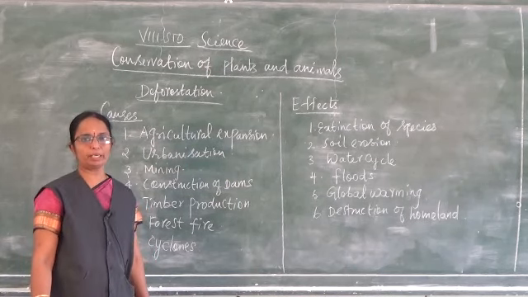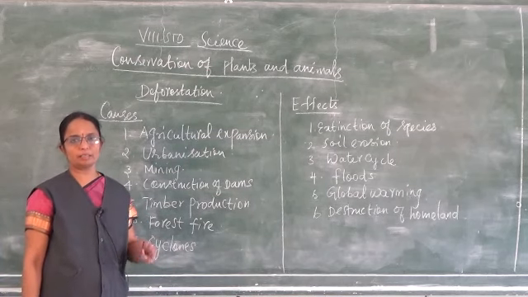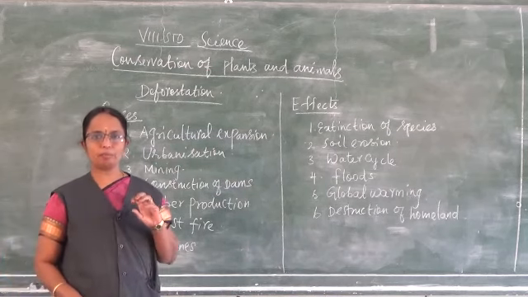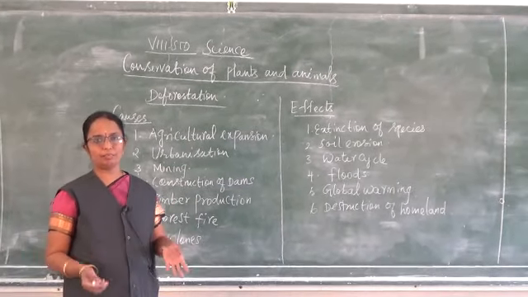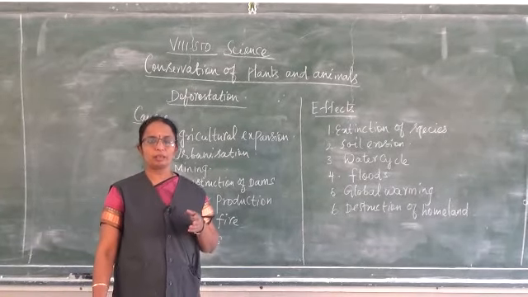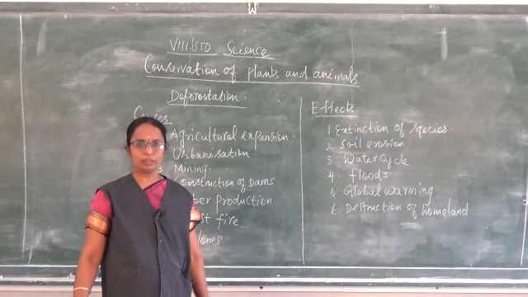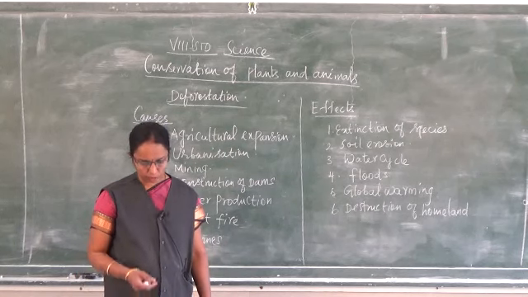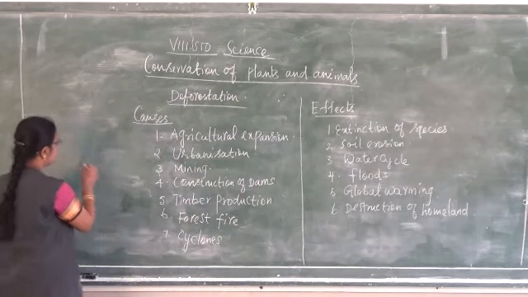Conservation. What do you mean by conservation? Protecting, giving some protection. We have to protect the plants and animals. So our planet is covered with many plants, animals, all living beings. About 70 to 100 lakhs of species are found on our earth. So the sum total of these animals is known as biodiversity.